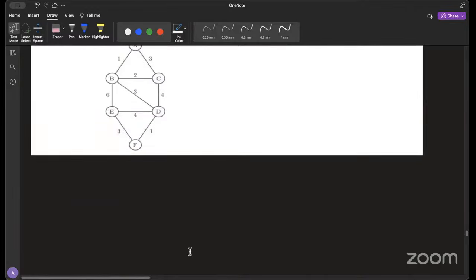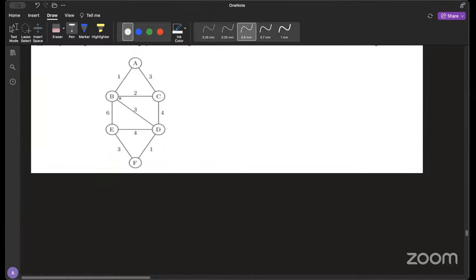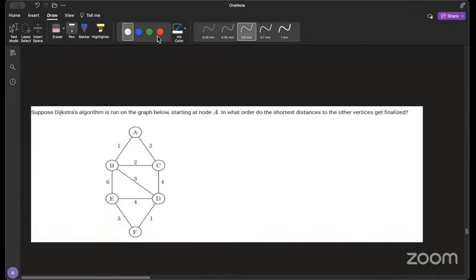This is the next question. You have to use Dijkstra's algorithm here. In Dijkstra's algorithm, the starting node is always given to you, and here it's given to be A. You have to start from here and apply the Dijkstra's algorithm. So how do we apply the Dijkstra's algorithm?